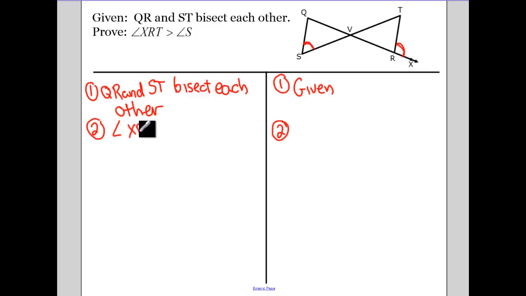Angle XRT is greater than angle T, because that is our triangle exterior angle inequality theorem. Now, if I could get angle T equal angle S, that's going to help me out. So, let's look at what we have. QR and TS bisect each other. So I know that V is the midpoint.